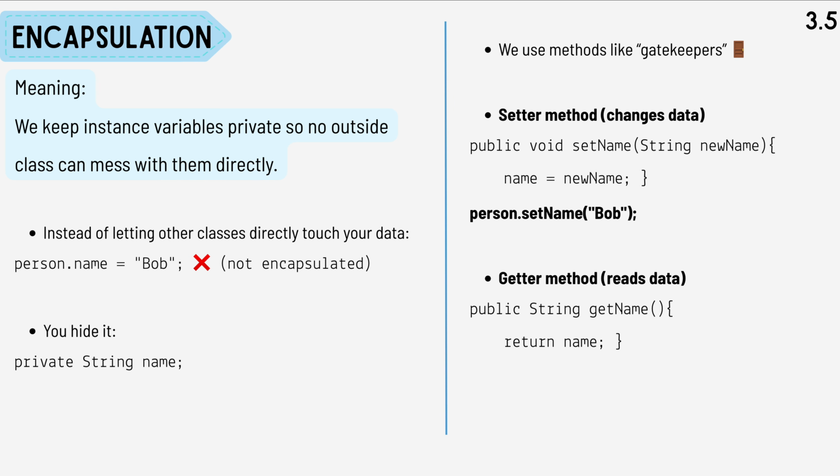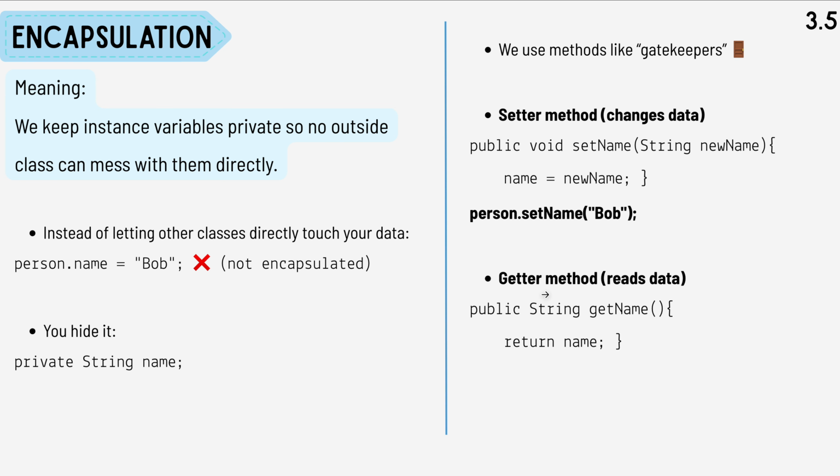Encapsulation basically means when an instance variable is private, so no outside class can mess with it directly. That is, if I want to change the person's name to Bob, then it's basically a privacy breach of the class. So we hide it using private. Now, if you really need to change it, then we make setter methods. And if we really need to read it, we have getter methods.